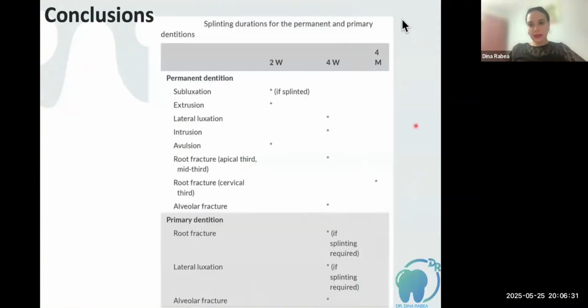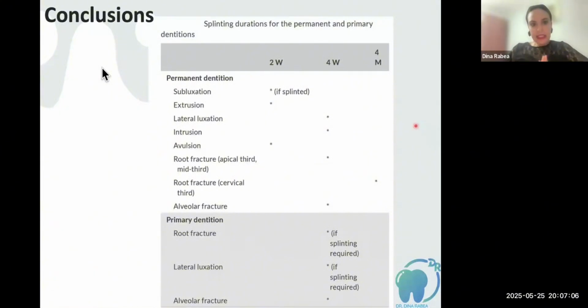So, conclusions. I love this table by the AAPD because it has all the times for splinting according to the latest guidelines in both primary and permanent dentition. So let's recapitulate. In primary dentition, we only suggested splinting in 3 scenarios: root fractures, lateral luxations, and alveolar fractures. And in these 3 scenarios, 4 weeks of splinting, and only upon cooperation and appreciation from the side of the patient and the parent, if you remember.